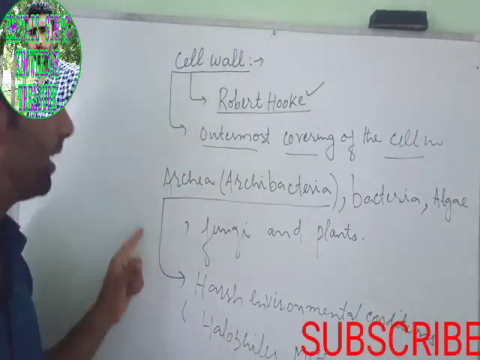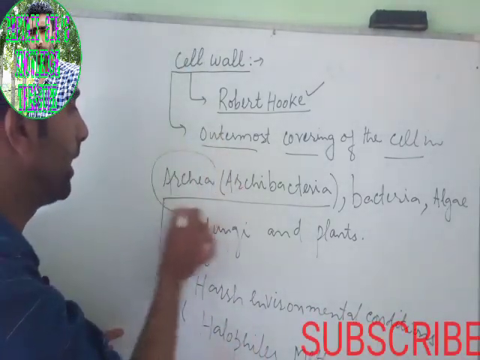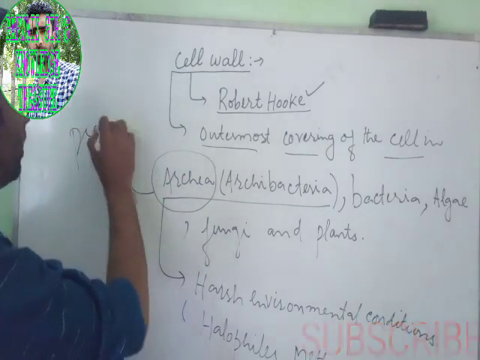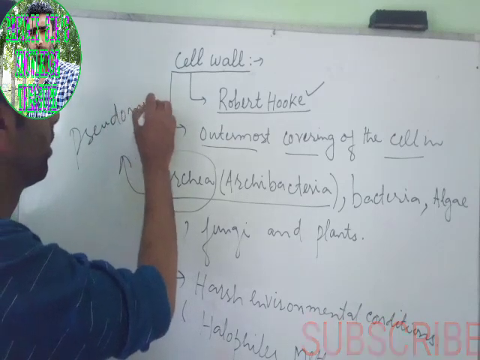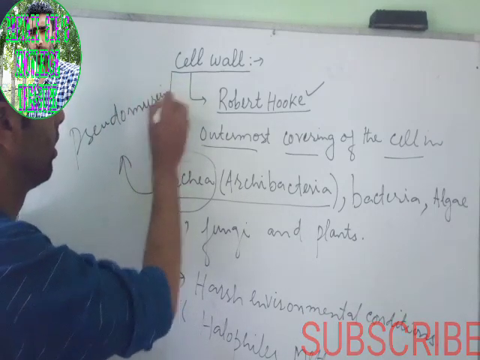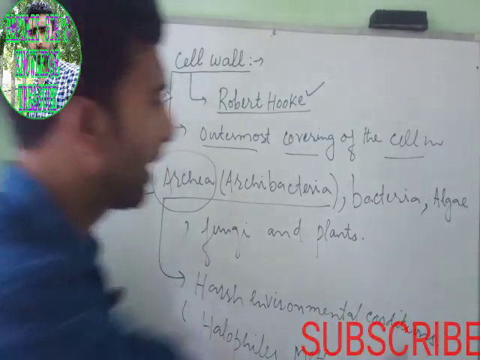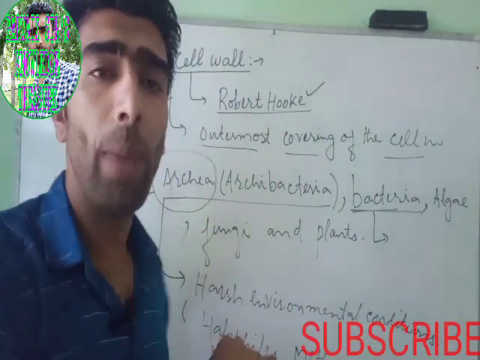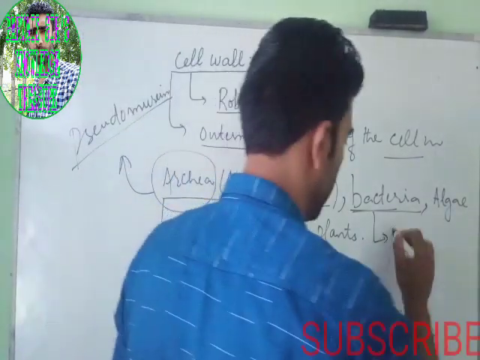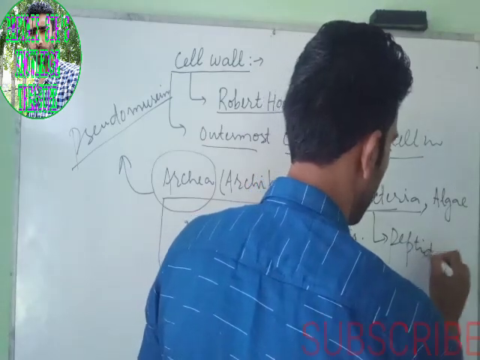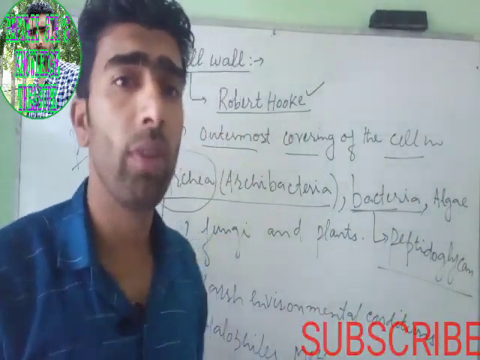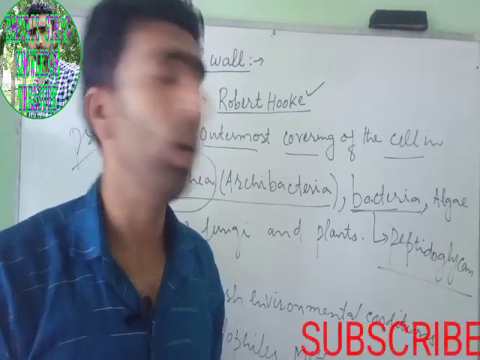The cell wall in case of archaea is made of a polysaccharide called pseudomurein. In case of bacteria, cell wall is made up of peptidoglycan. This peptidoglycan is a polymer of carbohydrates and amino acids.